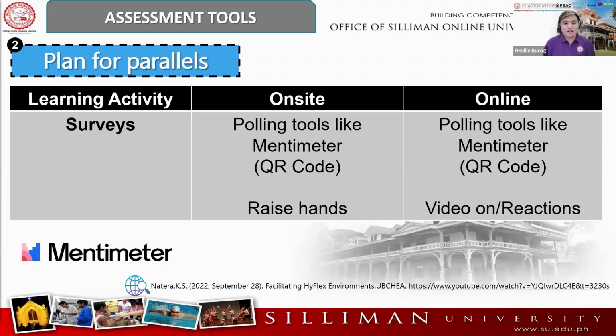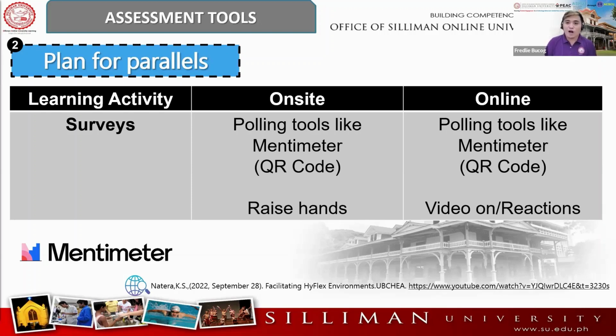And then another learning activity, we have the surveys. So here in our on-site, we use polling tools like Mentimeter with a QR code. Or simply, for doing this particular survey, they can raise their hand, and then give answers to that particular survey.